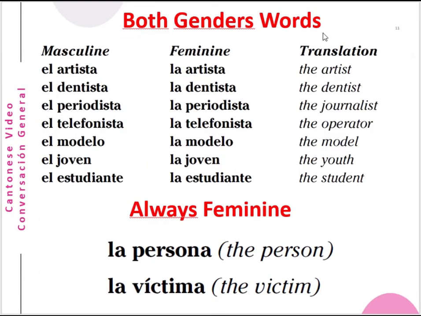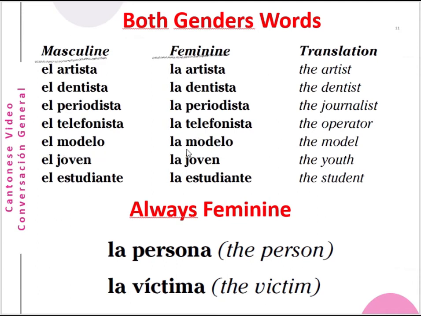And both-gender words. That means some of the nouns have two genders, for example, masculine and feminine. El artista, the artist, a male artist. And la artista, the female artist. El dentista, la dentista, the dentist. El periodista, la periodista, the journalist. El telefonista, la telefonista, the operator. That means the telephone operator.